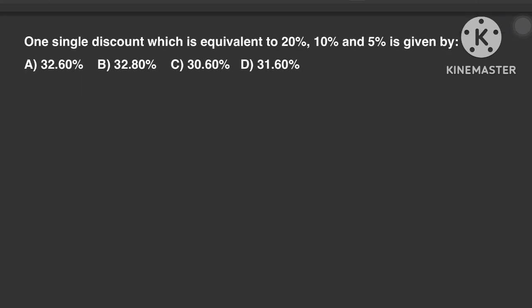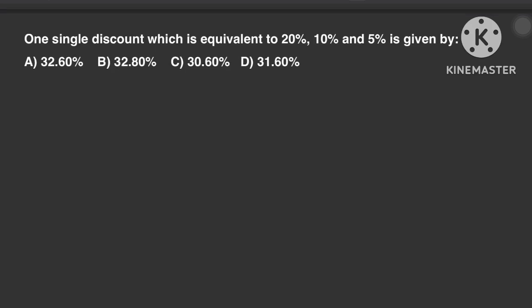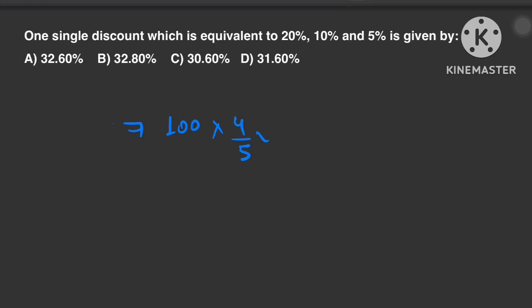Next we have one single discount which is equivalent to 20%, 10% and 5%. Okay, so this is a question of successive discount. Let's say 100 is the value on which we are applying this discount. So 20% discount, that means 20% is 1 by 5, and by applying the concept of multiplying factor it will be 4 by 5 because it's a discount. So 1 minus 1 by 5, that will be 4 by 5. Next 10%, that is 9 by 10. 5% is 1 by 20, 1 minus 1 by 20, that is 19 by 20.